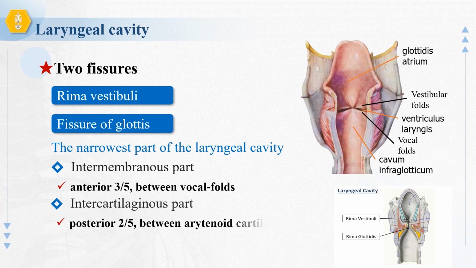Laryngeal cavity. There are two features, the rima vestibuli and also the rima glottidis. The rima glottidis is the narrowest part of the laryngeal cavity. It has two parts, intermembranous part and intercartilaginous part.